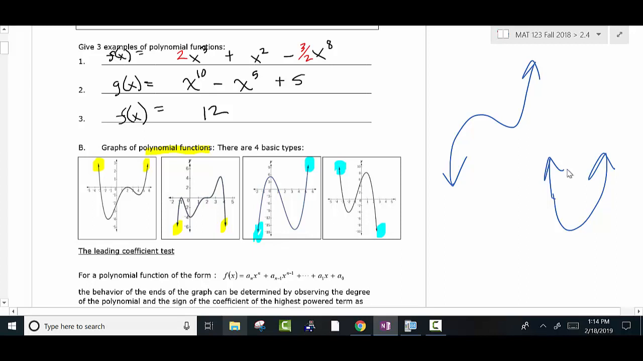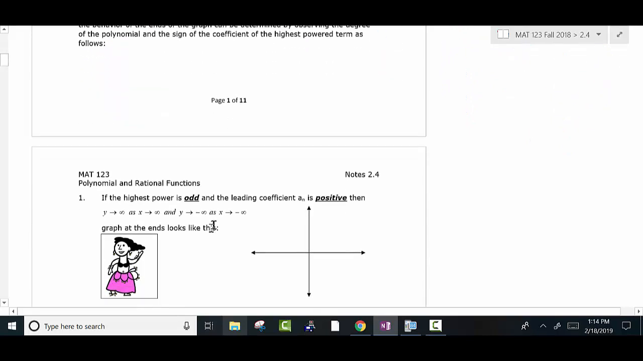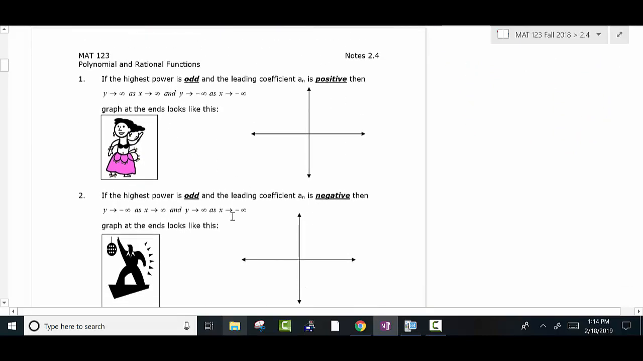What I'm going to show you is the leading coefficient test, which shows you how to determine how a graph looks. When I give you a polynomial function, you'll know very quickly what the graph looks like, without having to rely on your calculator. I think of these as dance moves. Here's the idea.